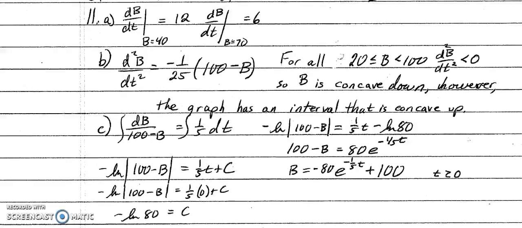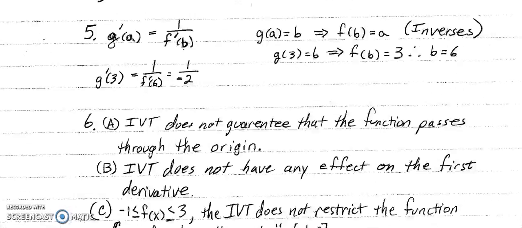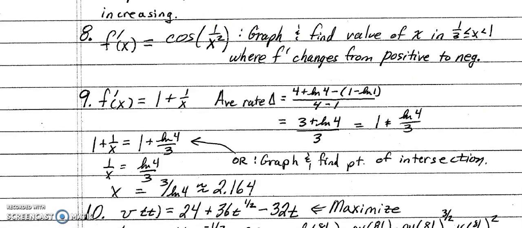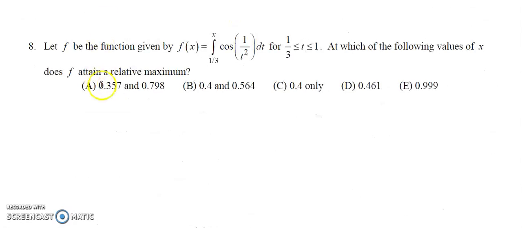Choice letter A, which is right there. So again, fundamental theorem of calc: plug the upper limit in, times the derivative of the upper limit. Lower limit's a constant, so it's minus 0. We're done. That's f prime.